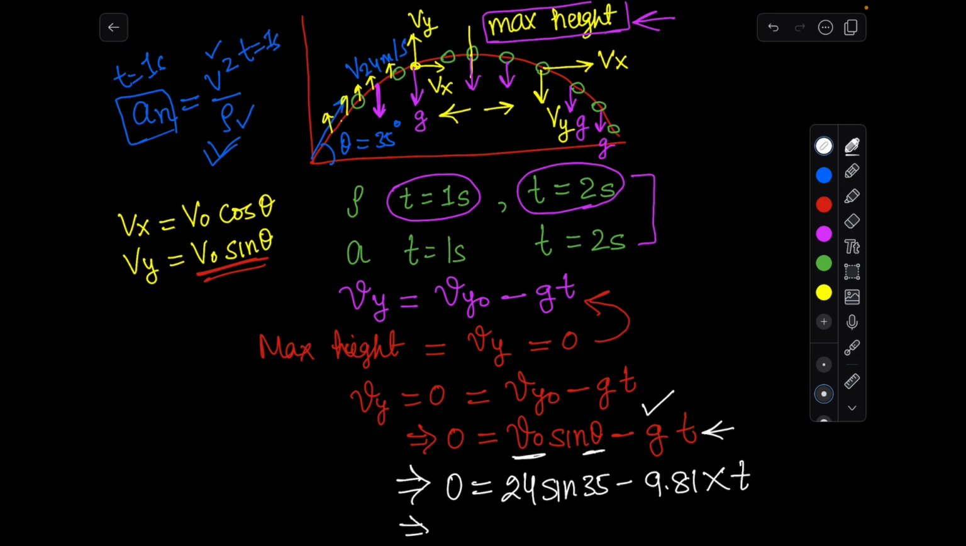So here is our answer. T is equal to 1.403 second at maximum height. Okay, so it means that the ball will take 1.403 second to reach the maximum height.